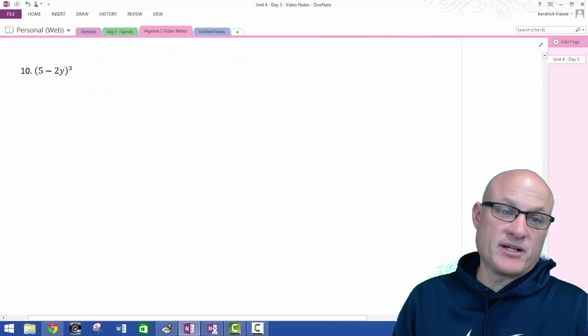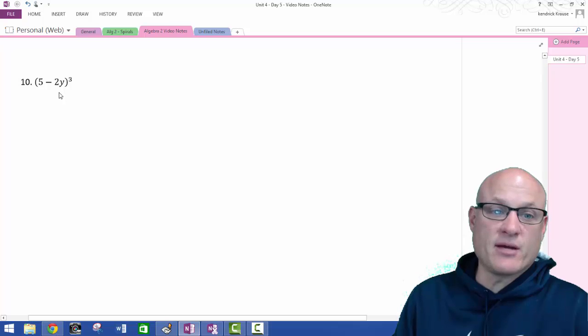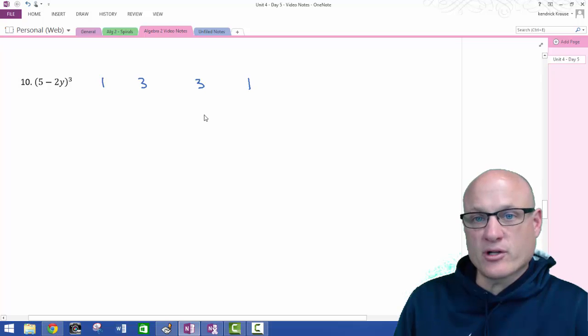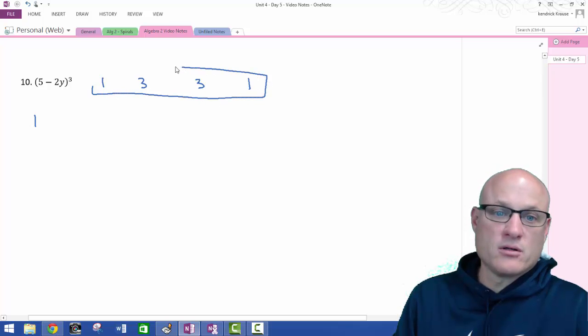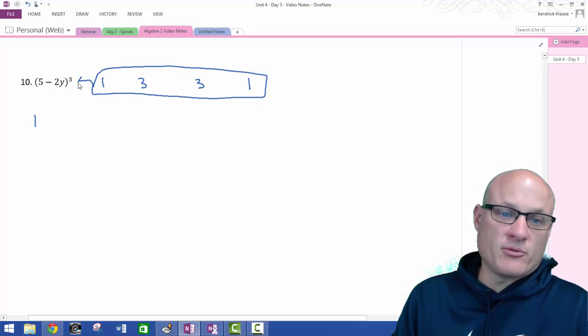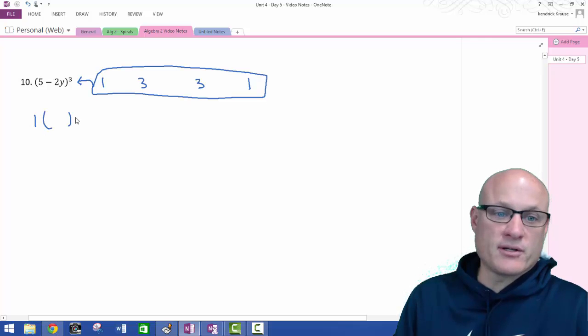Hopefully the next one doesn't have a negative. Oh, it does. But it's only to the third, so this one's actually not that bad. So, if you remember, the third one was 1, 3, 3, 1. I'll save us a trip back to that earlier page. Those are the coefficients that we're going to use. Only 4 terms. Remember, the number of terms here is always 1 more than whatever my exponent is. So 1 to 2 sets of parentheses.